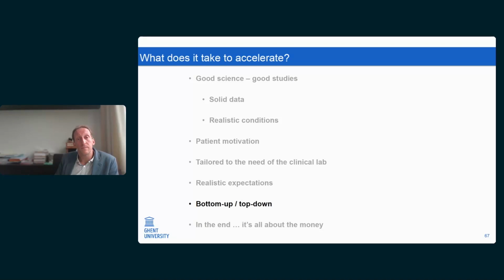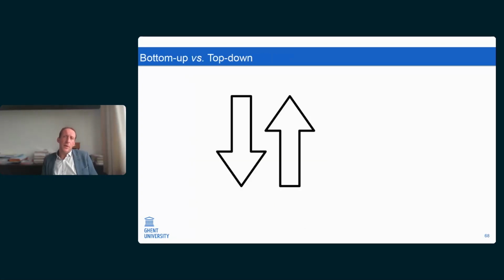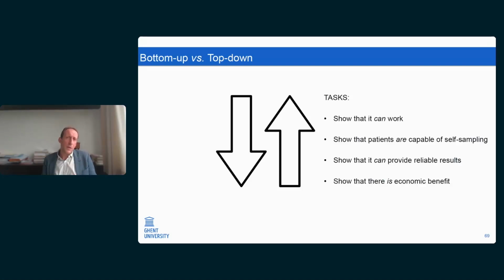If we consider accelerating the uptake of dry blood microsampling, we can look at two different approaches, a bottom-up approach or a top-down approach, as shown here. A bit of a negative approach, as I see it, is the top-down approach, first shown here on the left. A top-down approach is like a policy change: from now on, everyone has to do it in a certain way.